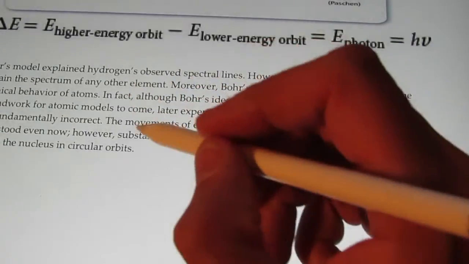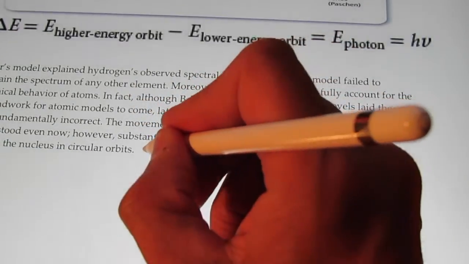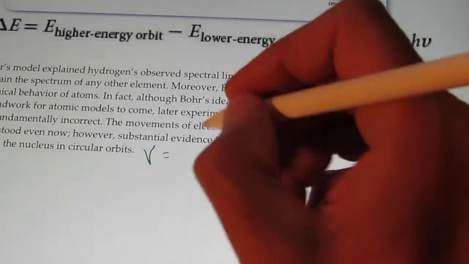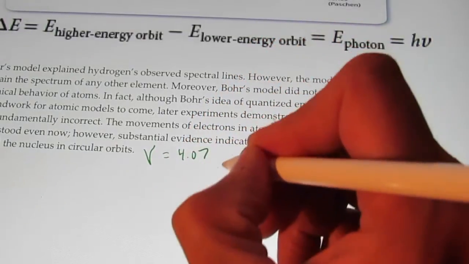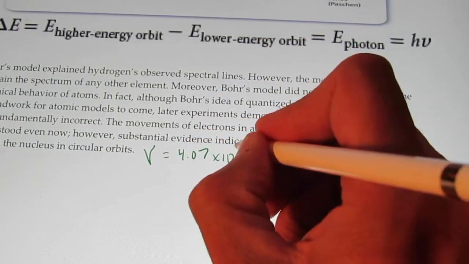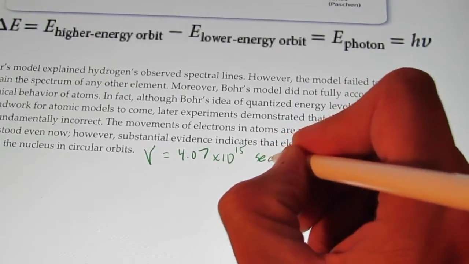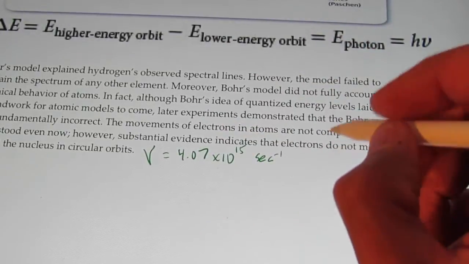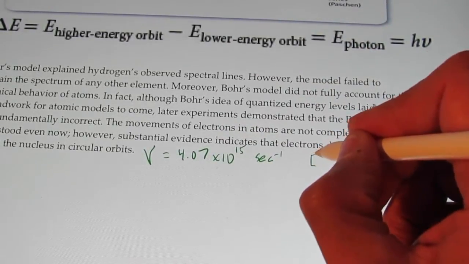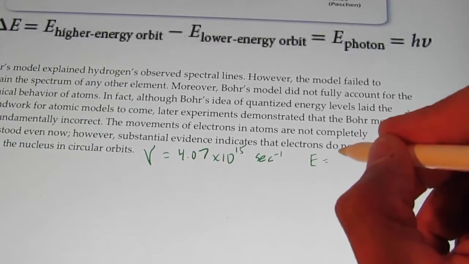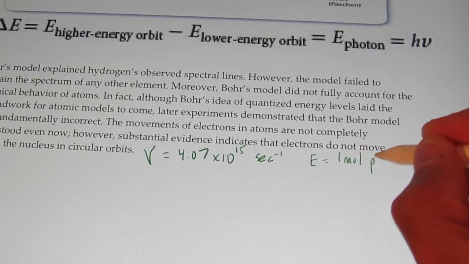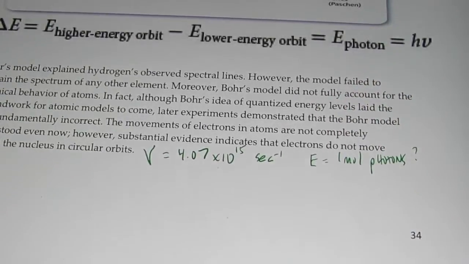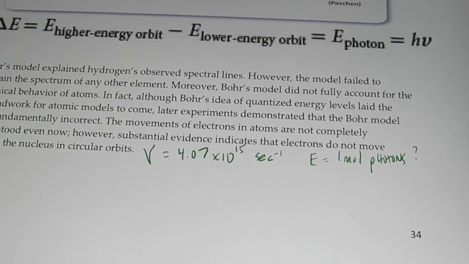What if I give you the frequency of some electromagnetic radiation? Let's make it 4.07 times 10 to the 15th seconds to the negative first. Remember, that's 1 over seconds, or cycles per second, or hertz. What would the energy be for 1 mole of these photons? Yeah, try that one. Go ahead and pause it, try the problem, and come back and see how you do.